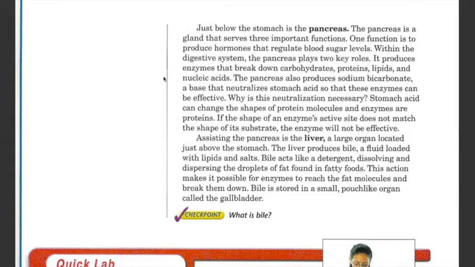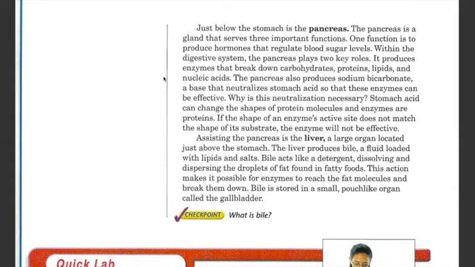Right. Put that into easier to understand terms. If you warp the shape of the proteins, if you warp the shape of the enzymes, they can't do their job. Right. Acid will mess up the proteins. Acid will mess up the enzymes. We don't want that to happen. So we have a base that neutralizes the acid.